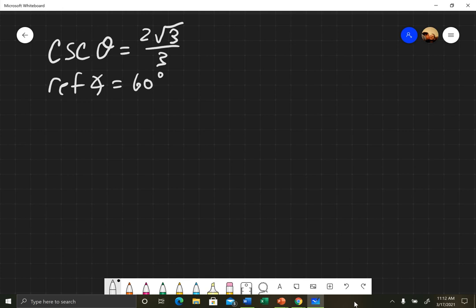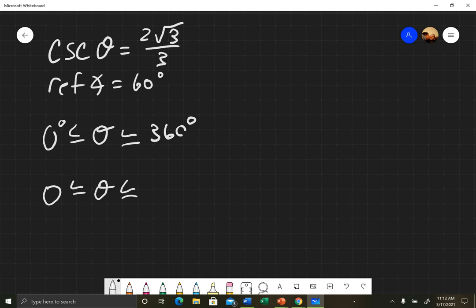And so what they wanted us to do was find two pieces of information. They wanted us to find two angles that fit within this kind of range: 0 degrees is less than or equal to theta, which is less than or equal to 360 degrees. And they also wanted two angles where 0 is less than or equal to theta, which is less than or equal to 2 pi. Okay, so they wanted it in degrees and they wanted it in radians.